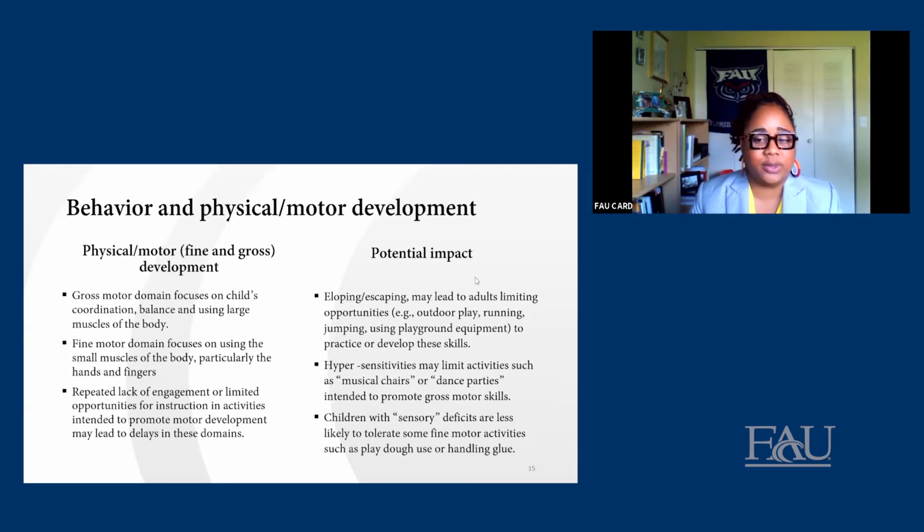And then last, children with sensory deficits who are less likely to participate or tolerate some of the fine motor activities, such as using Play-Doh or handling glue or sand and water play, drawing in shaving cream, these types of activities that we do quite often in early care and education settings, or even in schools where we are asking them to use a particular type of writing implement or writing material that might be impacted if they have refusal to engage in those types of activities due to their sensory deficits.